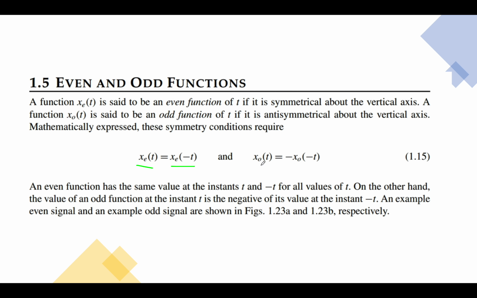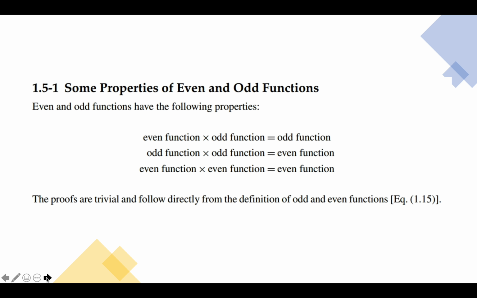Odd functions have a different kind of symmetry. In that case, they're both flipped, and then the negative side is inverted. So an odd function, x odd of t, is minus x odd of minus t. So this flips and inverts on the negative side. So let's look at an example of even and odd functions. Okay, sorry, I guess I have one coming up. There are some properties. The cosine function is an even function, and the sine function is an odd function. So hopefully you can visualize those, and I'm sure I have a figure coming up.